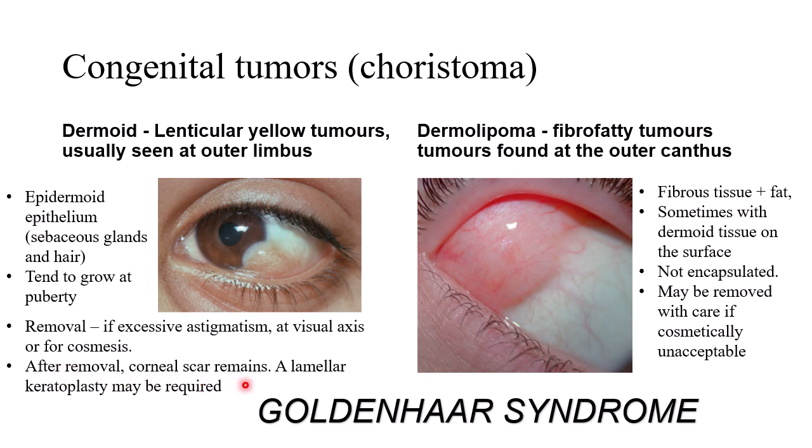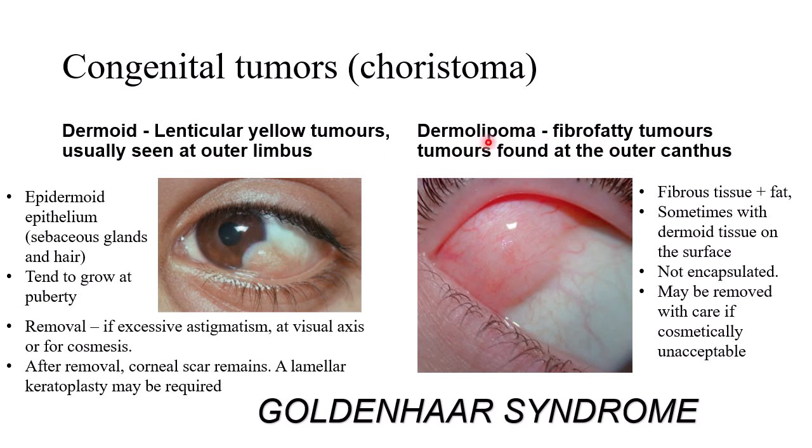After removal, a scar remains, so you have to tell the patient preoperatively, and a lamellar keratoplasty may be required. If too much of the cornea is removed while removing the tumor, then it has to be replaced with a lamellar keratoplasty. So this one's a dermoid present at the outer limbus and it has a lenticular stuck-on appearance.